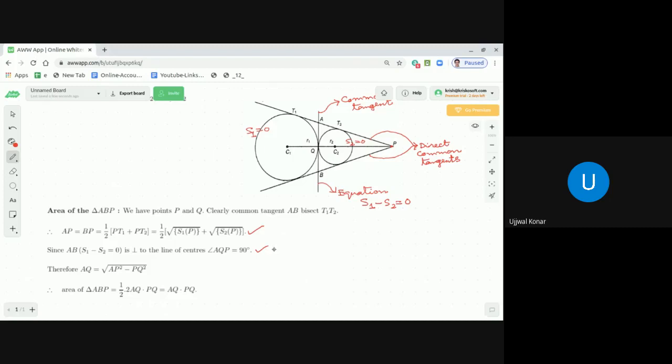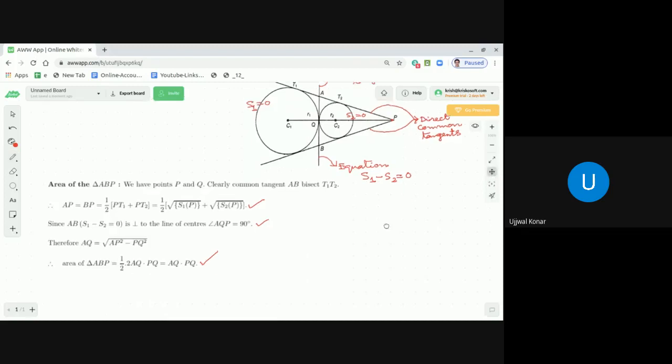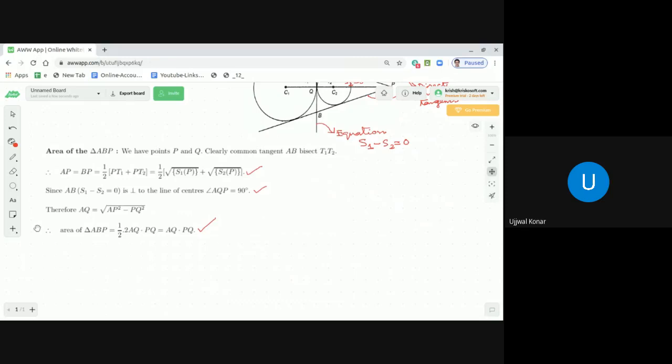So now as we know AQ, it is very easy to find the area of the triangle ABP. How can we find it, dear students? The area is equal to half into base into altitude. So half into the altitude, which is PQ, and the base, which is AB, that is 2 times AQ. So in that way, the area of the triangle ABP is AQ into PQ. I hope you got it very clearly how to find the area of the triangle ABP.